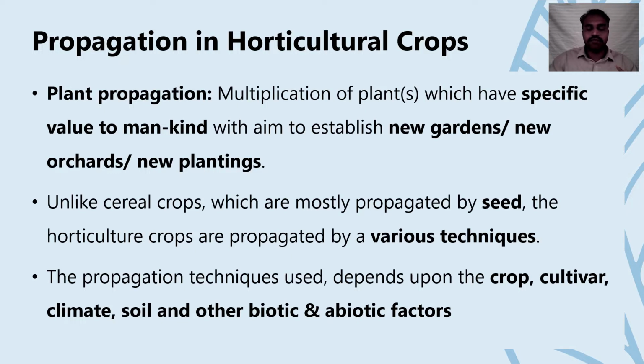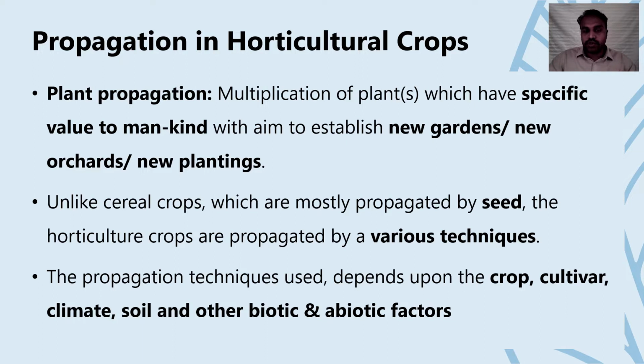The main aim later was to establish new gardens, new orchards, and new plantings when man started settling at certain places. So, unlike the cereal crops, which are mostly propagated by seeds, horticulture crops are propagated by various techniques. We will be seeing the different techniques in the coming slides.